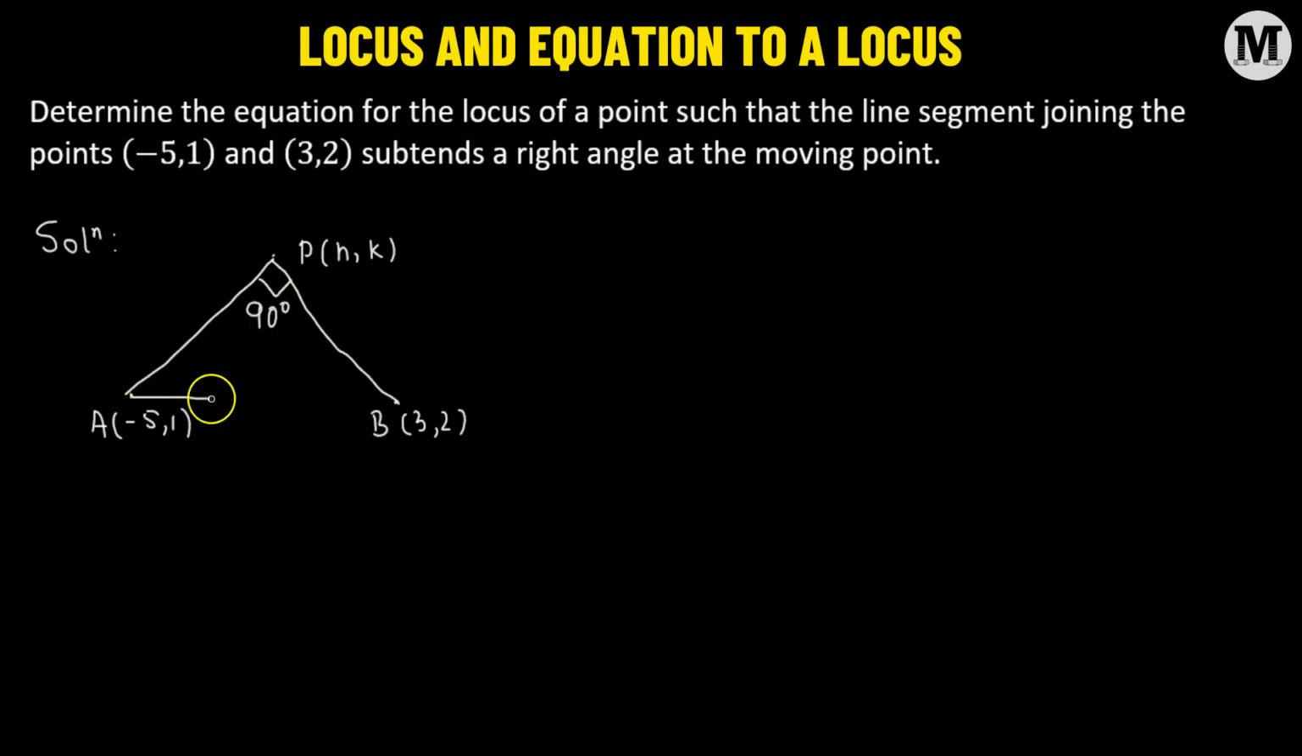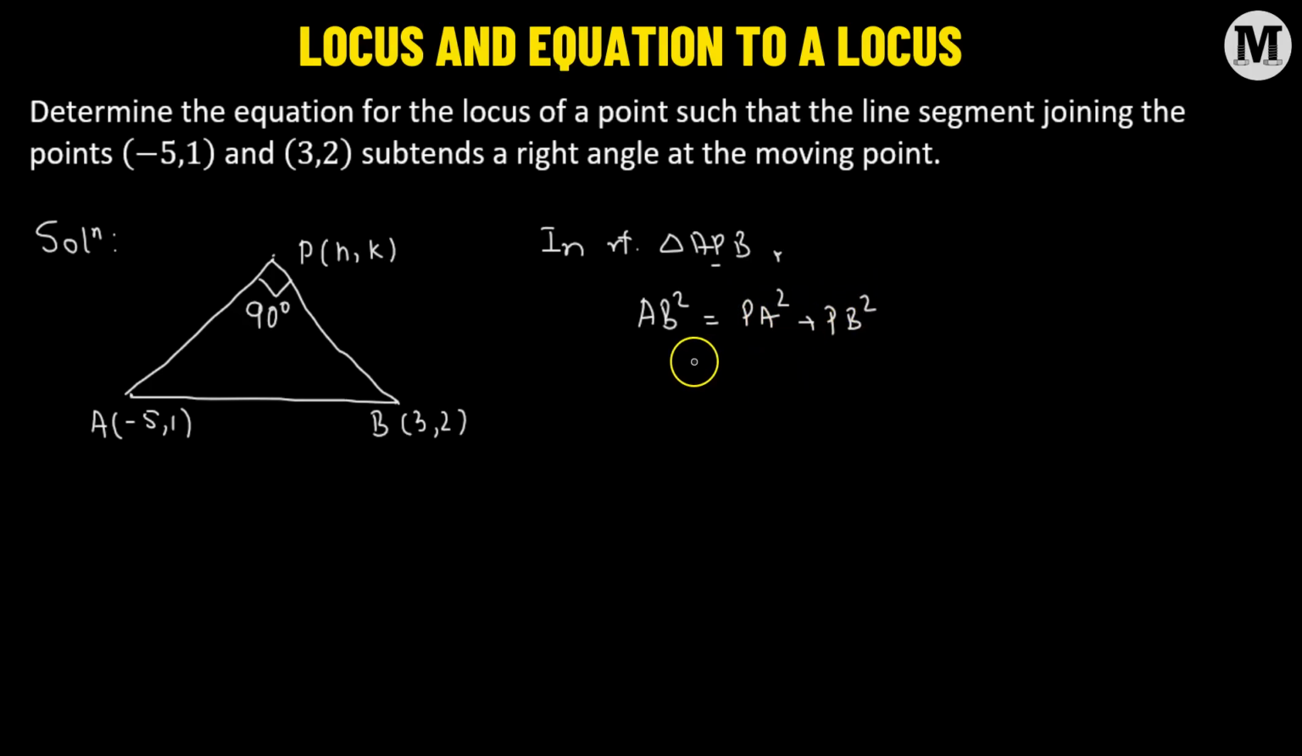Now what we'll do? Let's join point A and point B. Now clearly, we have the right angle triangle PAB, so it is right angled at P. So here we can apply the Pythagoras theorem. The Pythagoras theorem states that AB squared will be equal to PA squared plus PB squared.